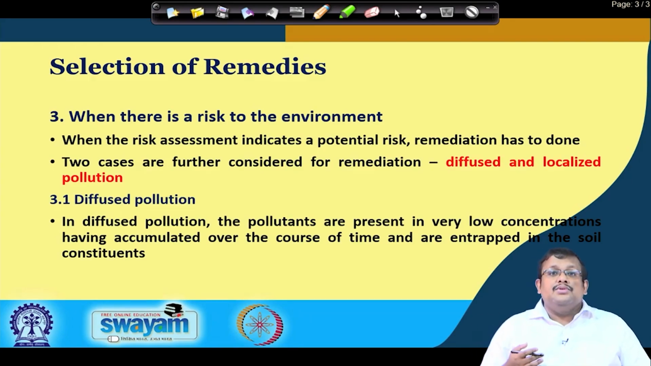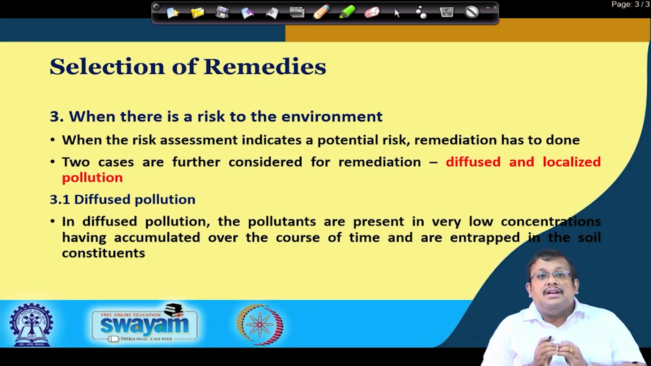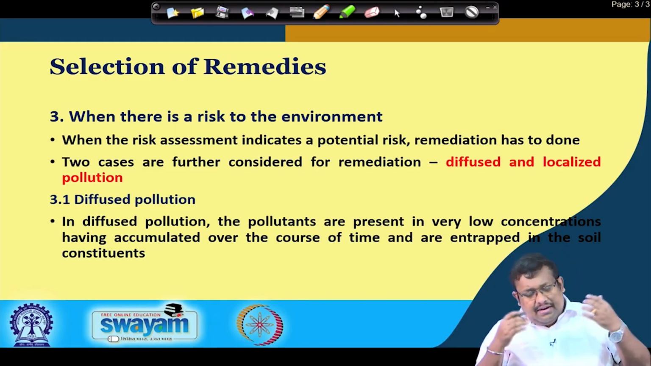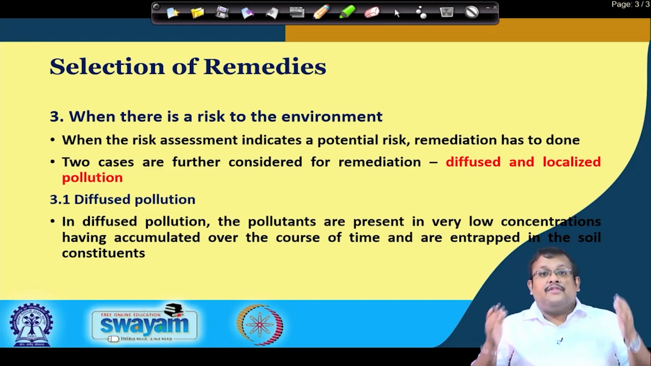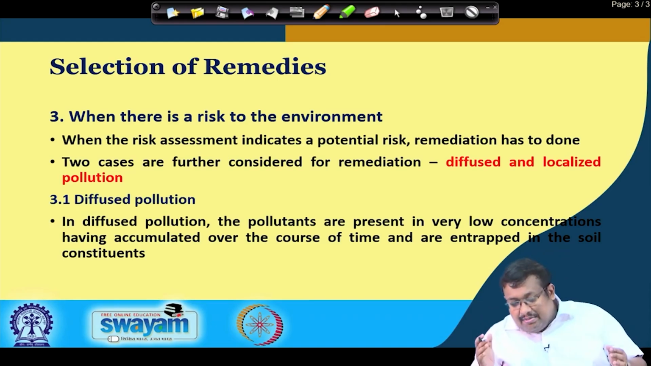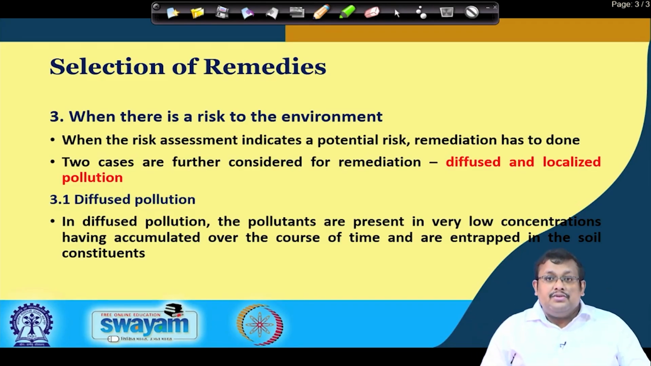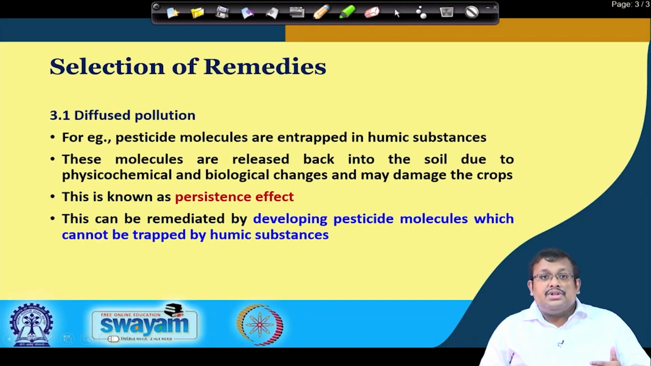So, what is diffused pollution? Now, in case of diffused pollution, the pollutants are present in very low concentration, and they have accumulated over the course of time and are entrapped in the soil constituents. So, this is called diffused pollution. Diffuse pollution differs from localized pollution, and an example of diffuse pollution is pesticide, when the pesticide molecules are entrapped in humic substances.